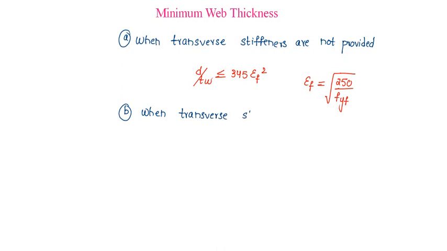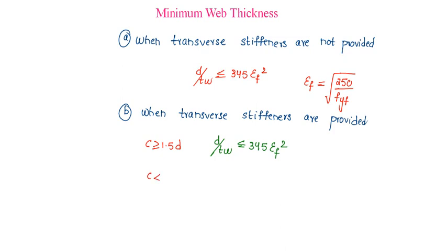transverse stiffeners are provided and when c is greater than or equal to 1.5 times d, then d by tw should be less than or equal to 345 times epsilon f square, and when c is less than 1.5d, then d by tw should be less than or equal to 345 times epsilon f.